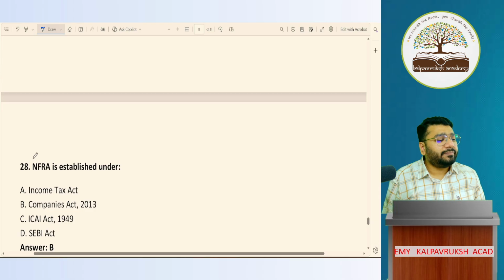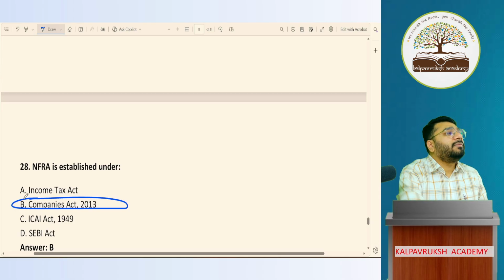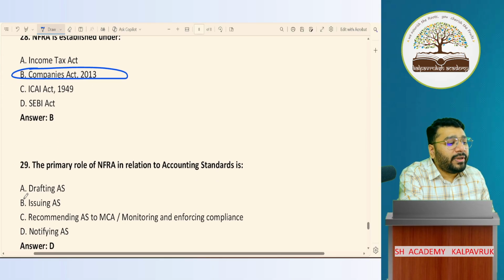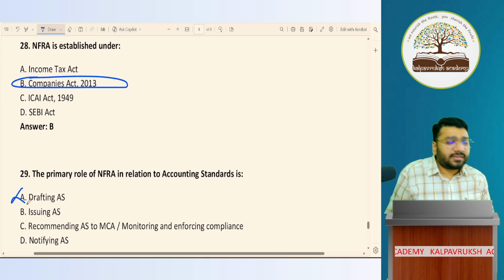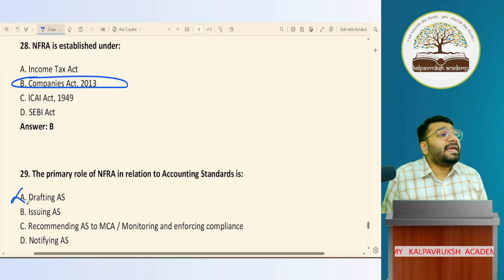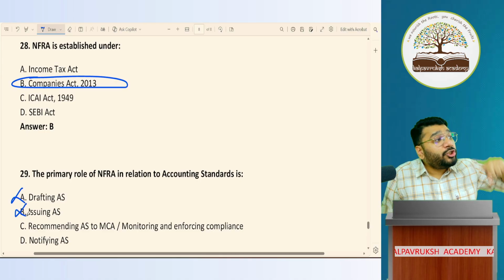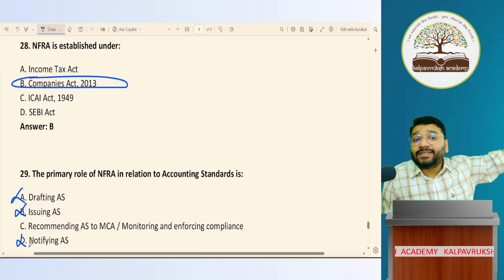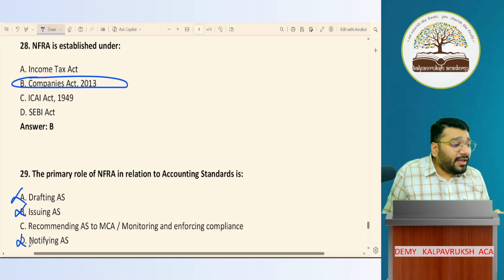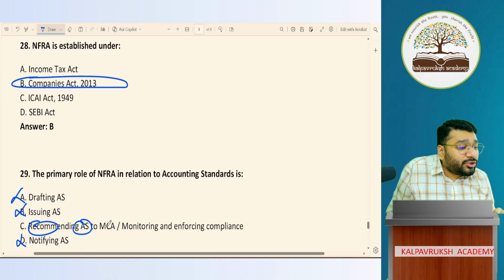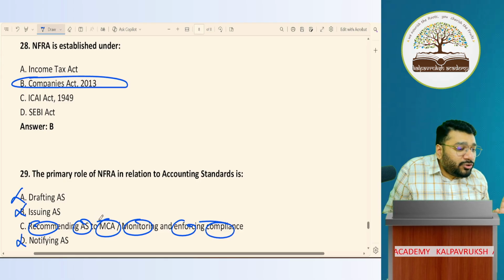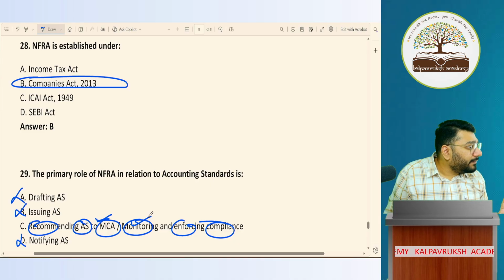NFRA is established under the Companies Act 2013. The primary role of NFRA in relation to accounting standards: are they into drafting AS? Drafting of AS is with ASB. Are they issuing AS? No. Issuing of AS is done by ICAI. Are they notifying AS? Notification is done by MCA. So what is the role of NFRA? Recommending AS to MCA, and monitoring and enforcing compliance of AS and auditing standards by the companies. Any of these 2 points you can select. Correct, not correct?